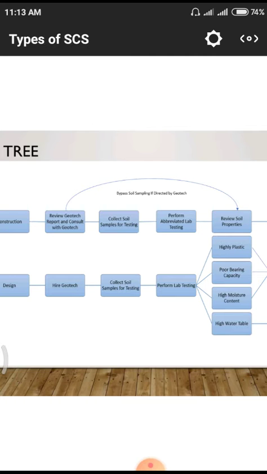They will collect the soil samples for testing, and they will perform different laboratory tests, and then they will consider whether it is plastic or semi plastic, which type of soil it is, how much the bearing capacity is, how much liquid limit there is in the form of moisture content, and how it will behave whenever there are rainy seasons.